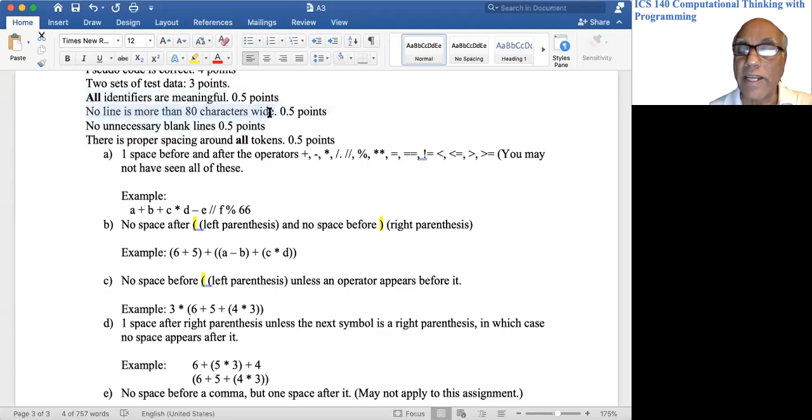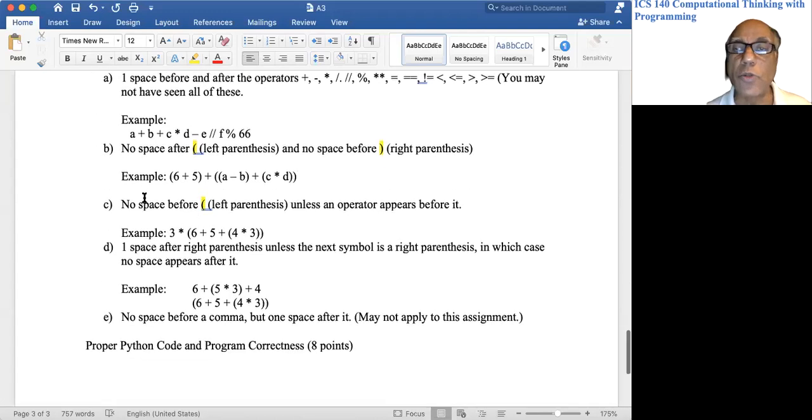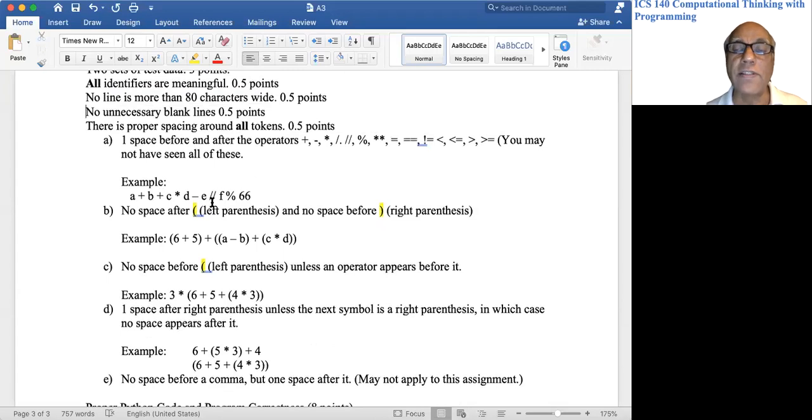No line should be more than 80 characters wide. If you are typing into IDLE and you find that you are pushing beyond that boundary, you should split into a second line. The video tells you how to do that. Don't put unnecessary blank lines here and there, which makes it somewhat difficult to see where the code is. It is just distracting. Then tokens should be separated properly with spaces.